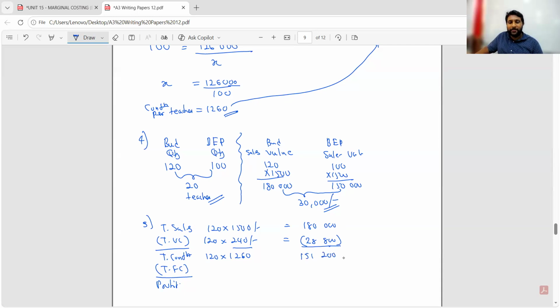28,800. This one. 151,200. Total fixed cost, how much is that? 126,000. How much is the profit? 35,200, if all the teachers participate. 35,200. 25,200. 25,200.